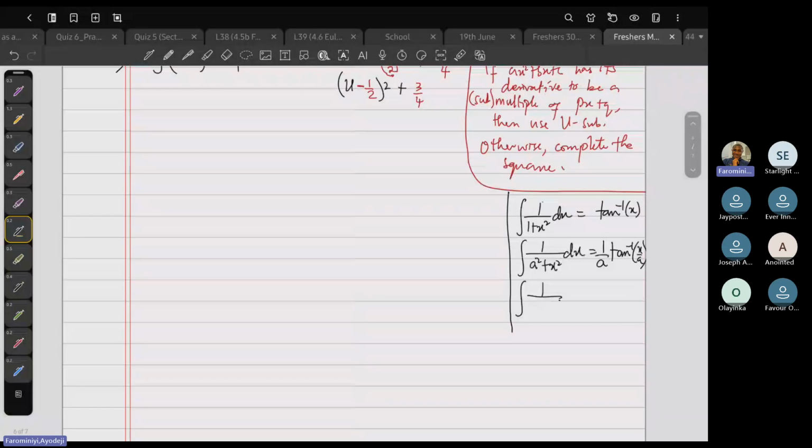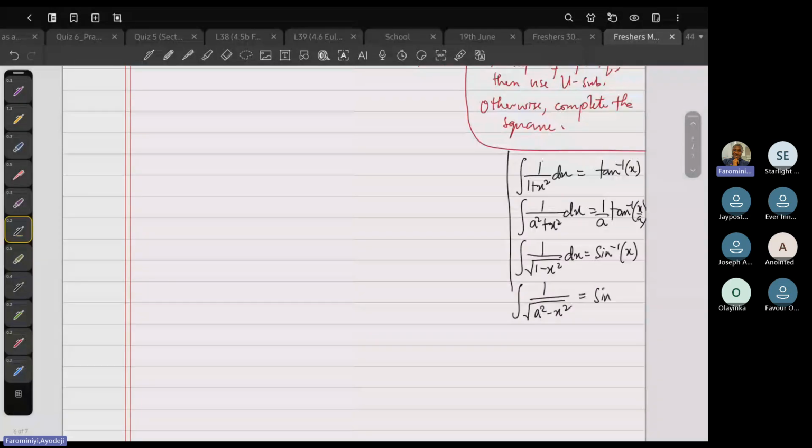If you have 1 over the square root of 1 minus x squared dx, that is just sine inverse of x. But if 1 is now a squared minus x squared, the answer is, without a coefficient of 1 over a, sine inverse of x over a. So at least if you don't remember anything, remember these 4 things from today's class. I believe the only things you are adding to your repertoire are just these 2 and 4. You already know 1 and 3.